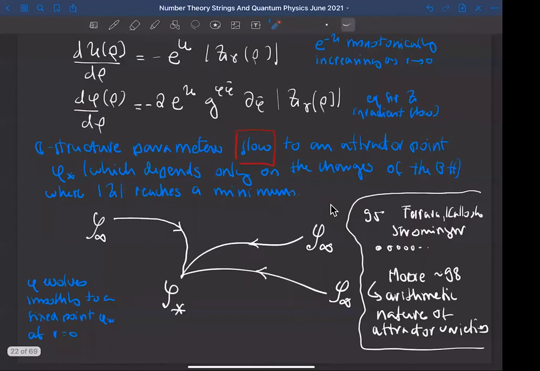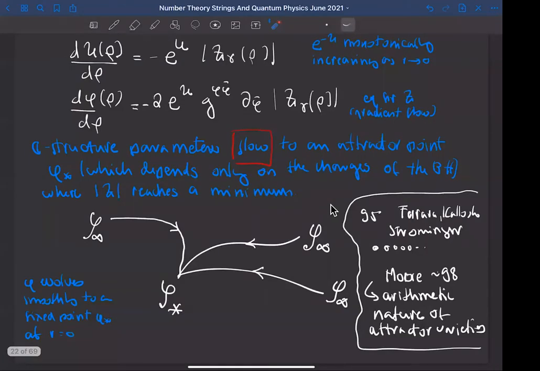So I've copied here the equations. The first one, if you rewrite it a little bit, you put this exponent to the other side, tells you that e to the minus u is monotonically increasing as R goes to infinity. But the second one, this is an equation for z, it's a gradient flow equation for the central charge.